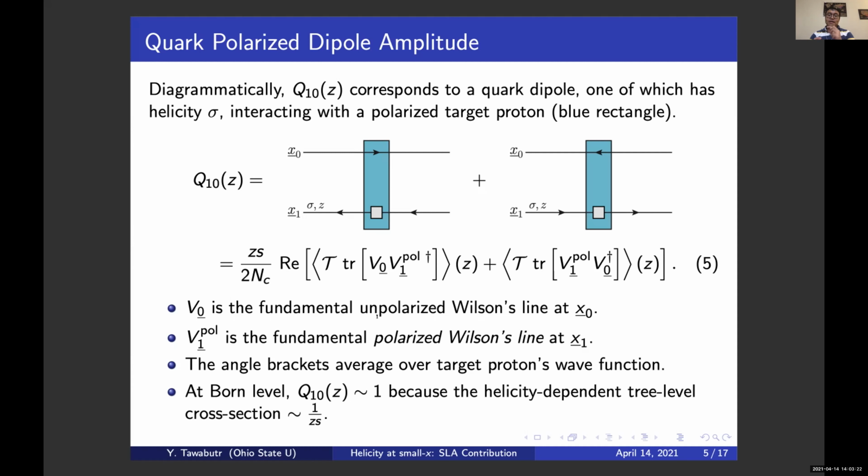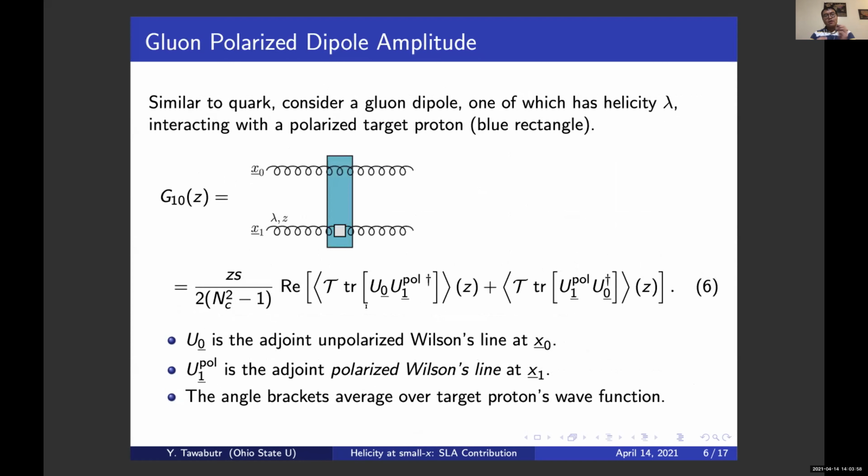Because we are going sub-eikonal here, at Born level, the tree-level cross-section is suppressed by the center of mass energy, which in this case is the momentum fraction z of the polarized quark times the center of mass energy squared, s. So when the Born level cross-section is suppressed, we have to multiply the bracket by zs in order to get an expression that goes as 1 at the Born level. Now, we can also define a similar quantity for gluon.